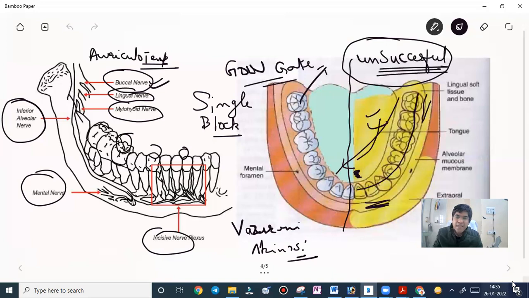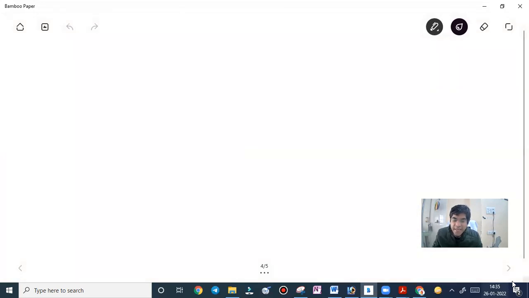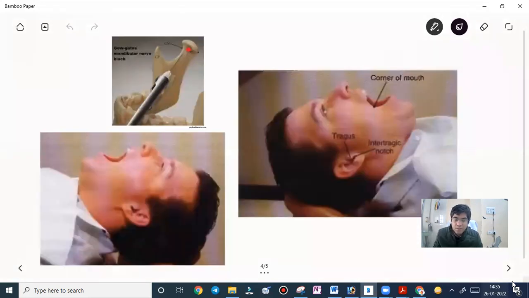Now, what are the advantages of this Gow Gates technique? The advantages are it requires only one injection. One injection will block all the nerves, so a separate buccal nerve block is unnecessary. Also, it has a minimum aspiration rate.